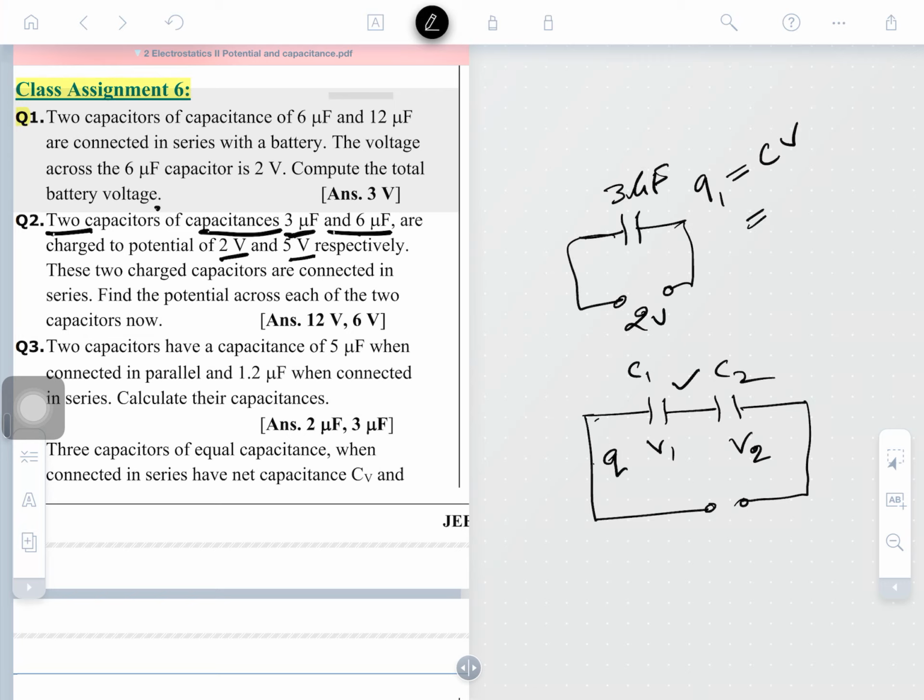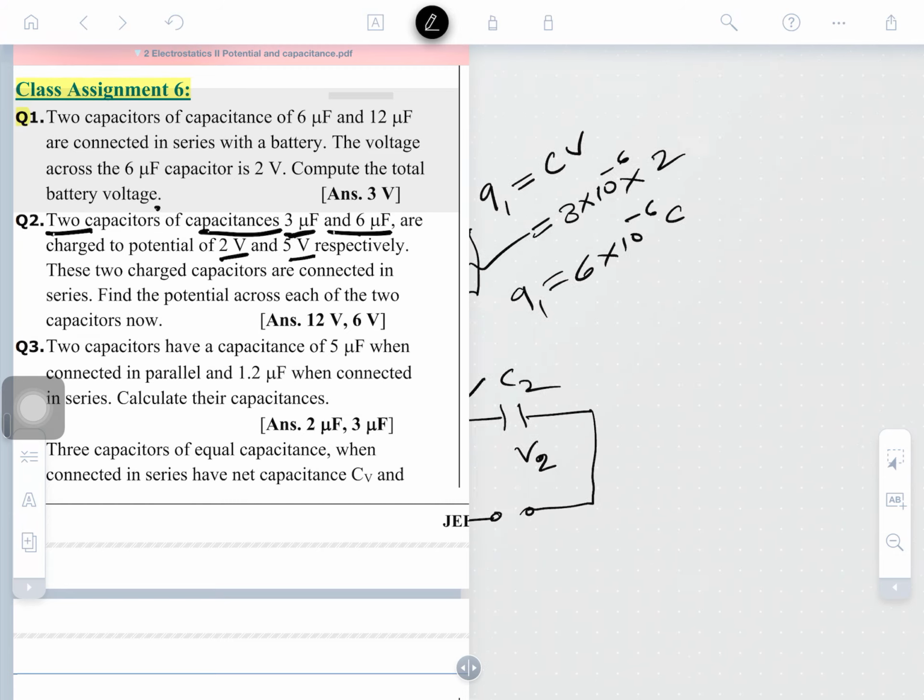Obviously Q1 is equal to CV. So what is C here? 3 into 10 to the power minus 6, and the potential is 2. So 6 into 10 to the power minus 6 coulomb. This much charge it is holding right now.